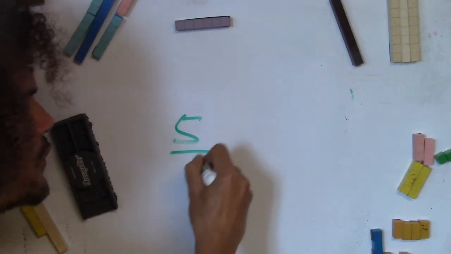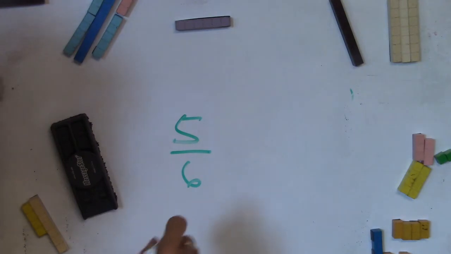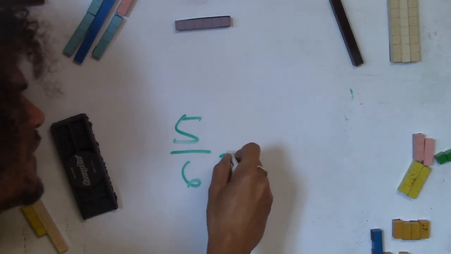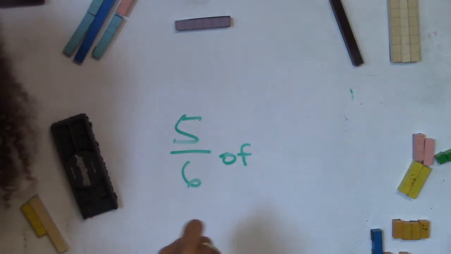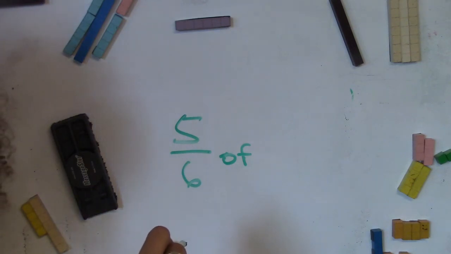How about 5/6, which is almost 1. So we want almost the whole thing. So what would be 5/6 of... Pick a funny number. Actually, any fraction. 9/10. Oh, there you go. 5/6 of 9/10.